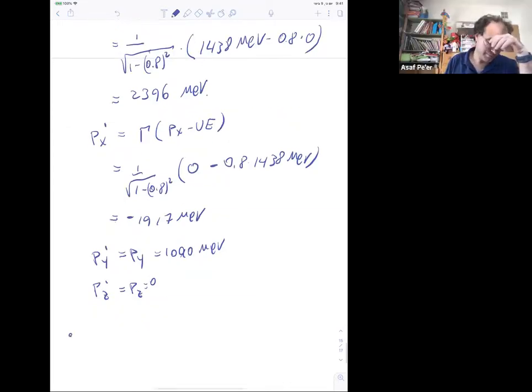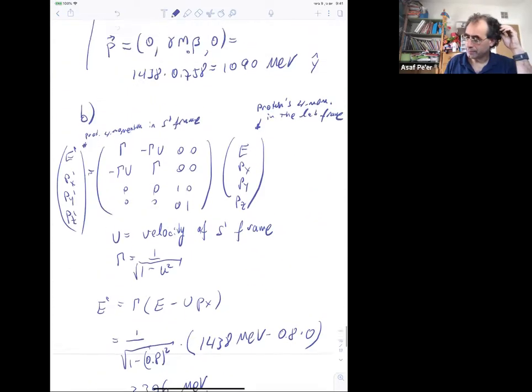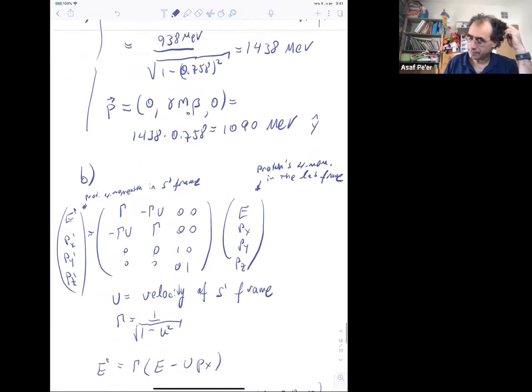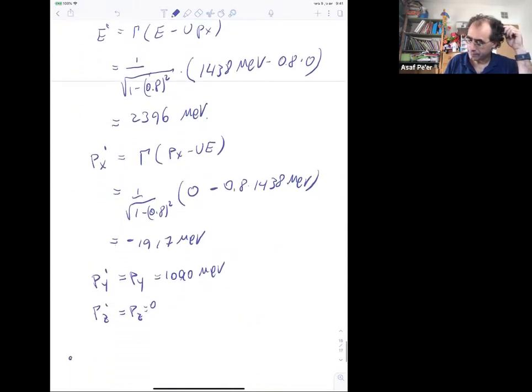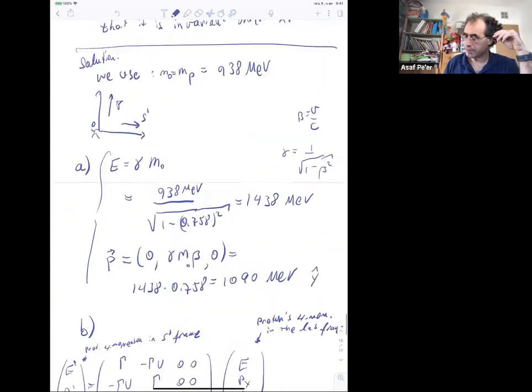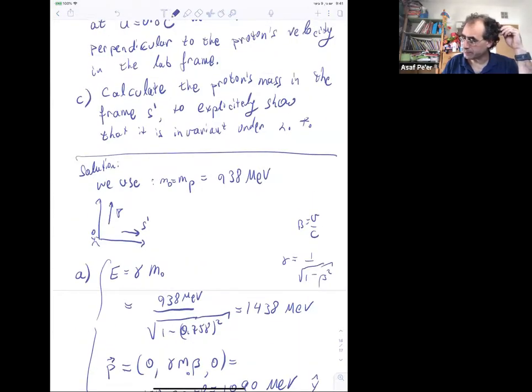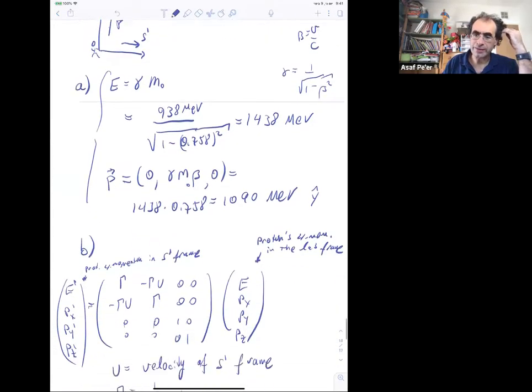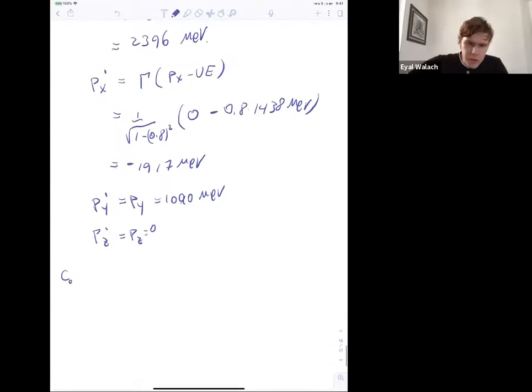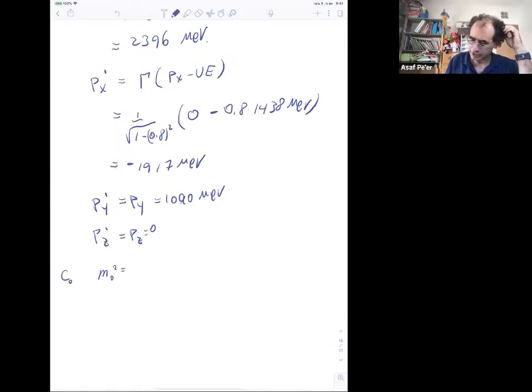Now for part C. How do I calculate the invariant mass? Part C was to calculate the proton's mass in the frame S prime to explicitly show that it is invariant under Lorentz transformation. So what is the invariant mass? E squared minus P squared. Very good. So M0 squared is E prime squared minus P prime squared.